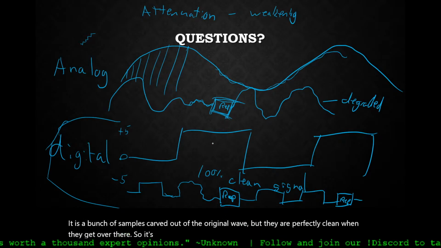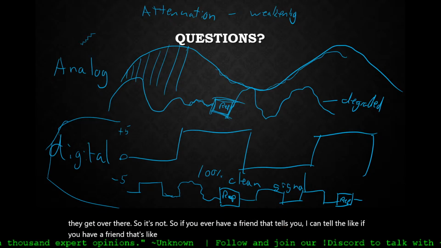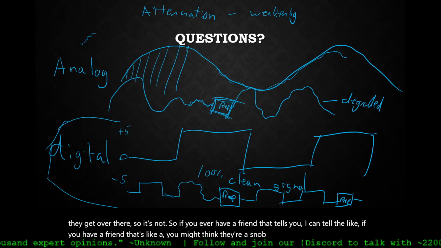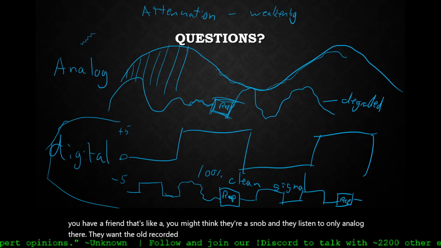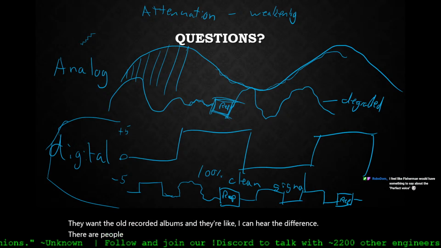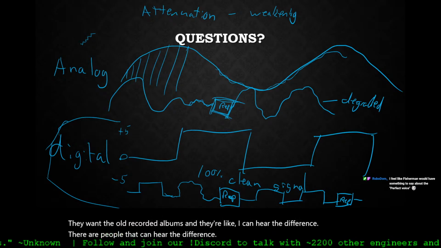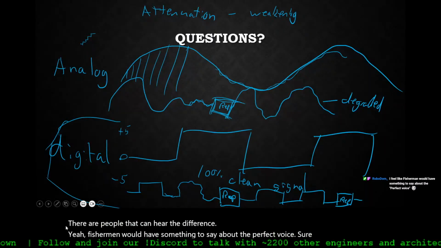If you ever have a friend that tells you, I can tell the difference, you might think they're a snob and they listen to only analog, they want the old recorded albums, and they're like, I can hear the difference. There are people that can hear the difference. Yeah, Fishman would have something to say about the perfect voice. Sure. All right, so anyways, that's a thing there.